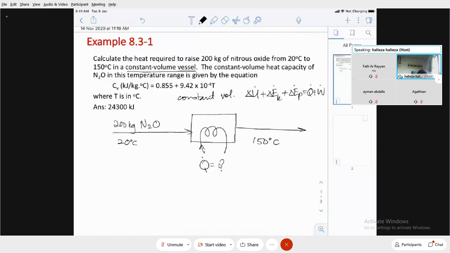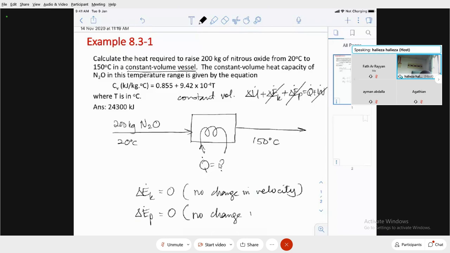Another thing I need to point out is that whenever you cancel a term off, you need to give a reason. For example, delta E kinetic equals 0. Why? No acceleration, or you can just say no change in velocity. You need to specify, or else you will lose marks there. No change in pressure. Potential energy: why? Because there is no change in elevation.